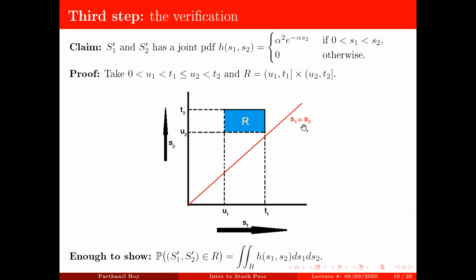Now, why does this rectangle completely lie on this side of the S1 equal to S2 line? That's because T1 is less than or equal to U2. Because of that, one can very easily check that this will lie completely on this side. Okay. So this is the point T1 comma U2, and T1 is less than or equal to U2. So therefore, it has to lie on this side of this line. Anyway, so all we have to do is take a rectangle on this side and show that the joint probability of S1 dash and S2 dash belonging there is given by this integral of h of S1 S2 on R.